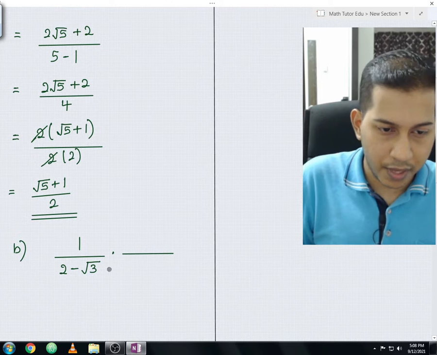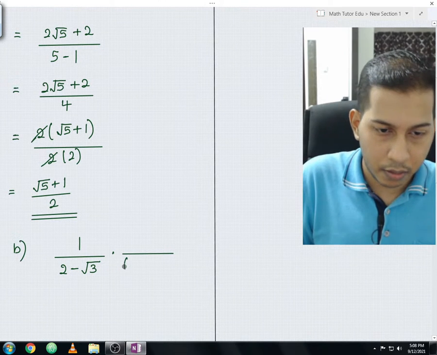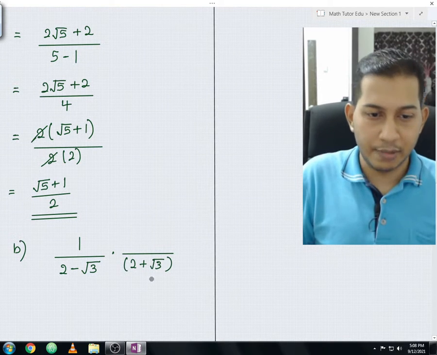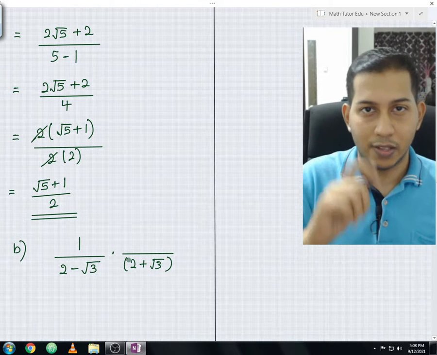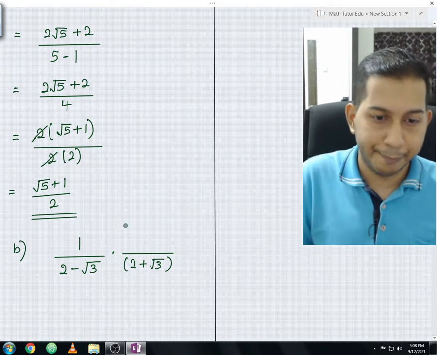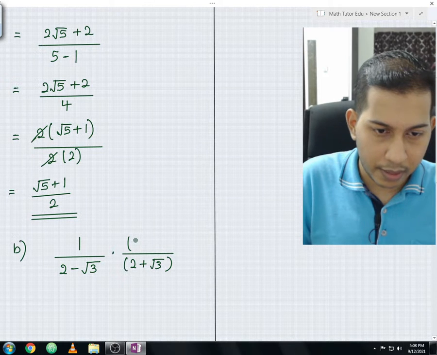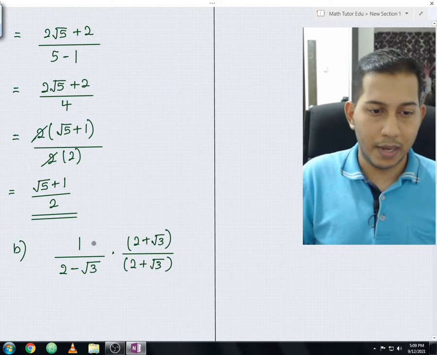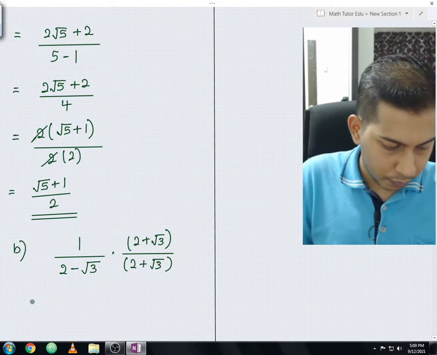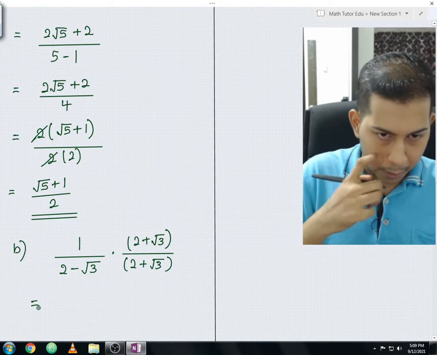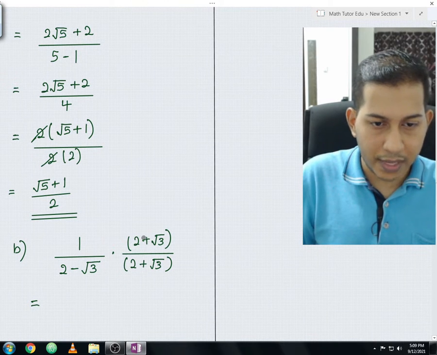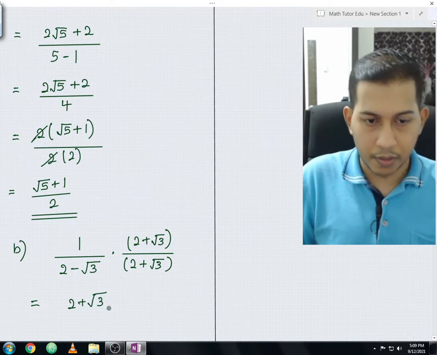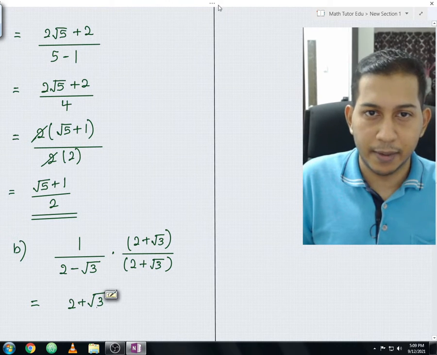From here the conjugate of 2 minus square root 3 will be 2 plus square root 3. When you times the denominator, you should times at the numerator as well. So make sure you remember that. So you times the numerator as well, 2 plus square root 3. So you multiply them respectively. 1 times with 2 plus with square root 3, you should get 2 plus with square root 3. Let me draw the fraction line.